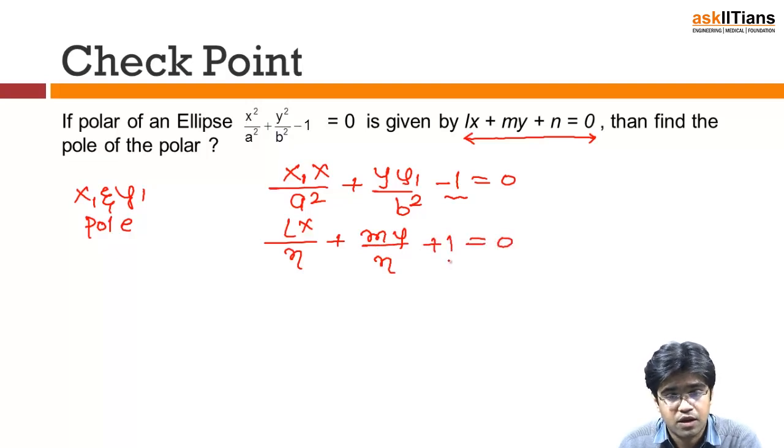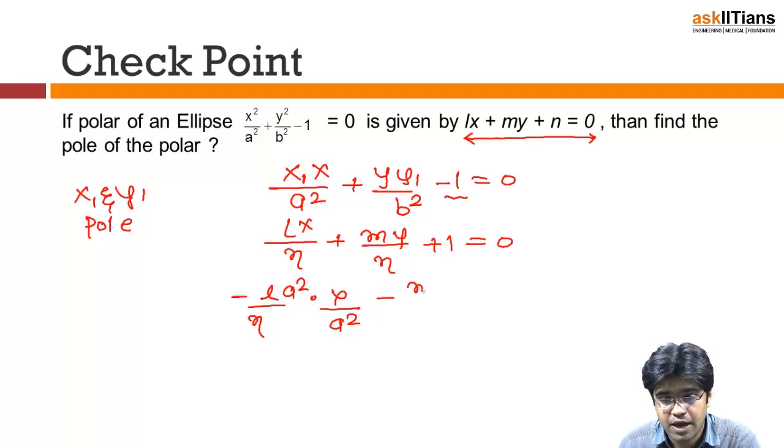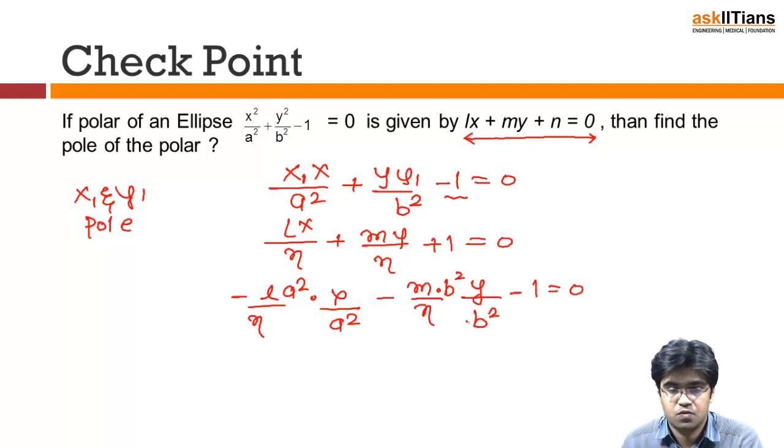Now there is one more thing. You need to make this 1 as minus and you need to have a square b square here as well. So look what I am doing. Minus L by n, I have to multiply with a square as I am going to divide by a square. Minus m by n into b square, I have multiplied with b square because I need to divide by b square. Minus 1 is equals to 0.